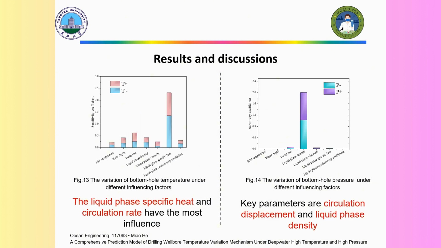Results and discussions. Figure 13, the variation of bottom hole temperature under different influencing factors. The liquid phase specific heat and circulation rate have the most influence. Figure 14, the variation of bottom hole pressure under different influencing factors. Key parameters are circulation displacement and liquid phase density.